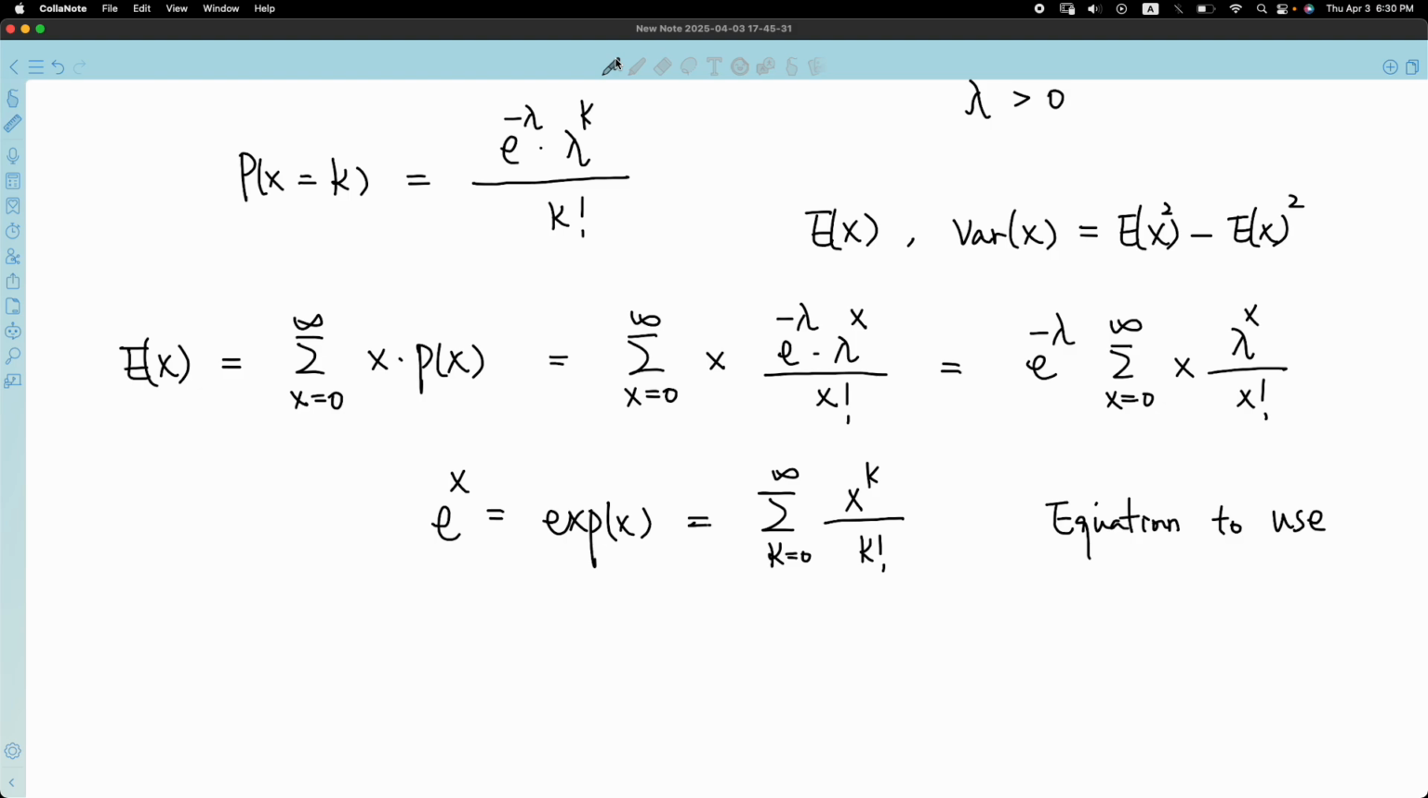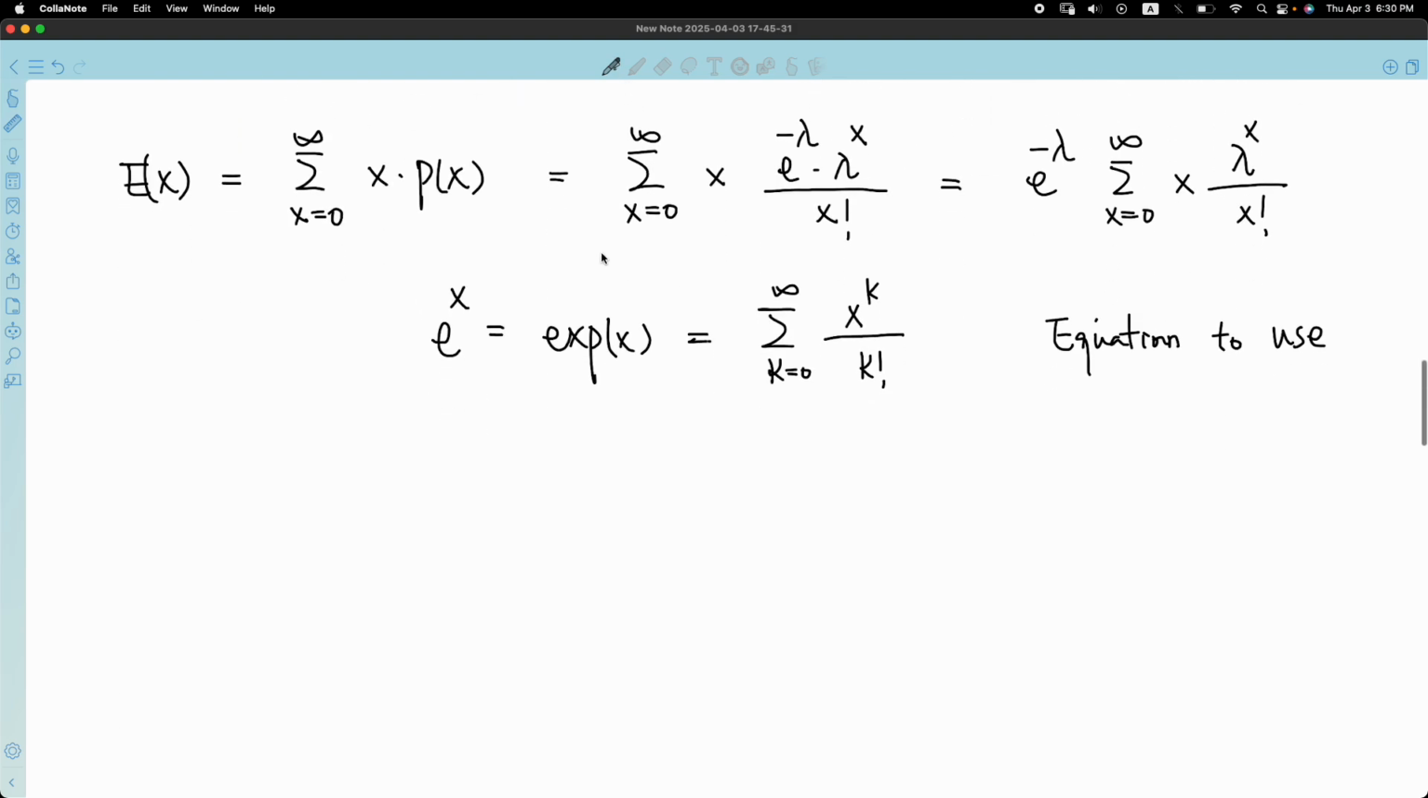Okay, so now let's continue from our quantity of interest, which is this one. So let's see. What are some other things we can do here? Okay, so there's one more thing we can do.